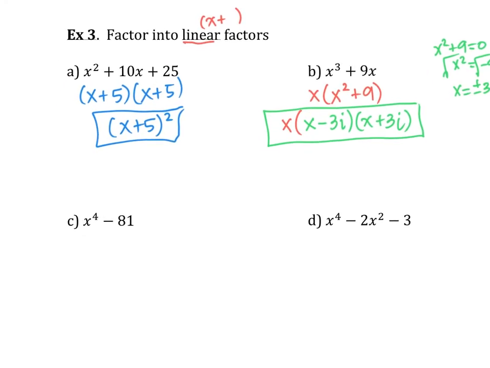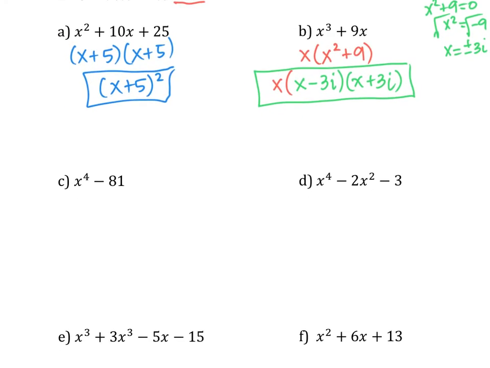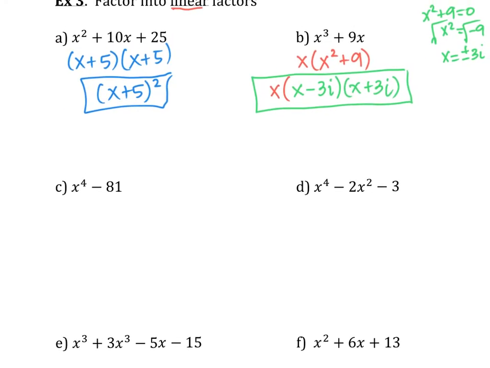We're going to keep going on these, and these are just different strategies depending on the problem. C, degree 4. So when I'm finished with this problem, I should have 4 linear factors. It looks like a difference of squares to me. So this looks like x squared minus 9 times x squared plus 9.